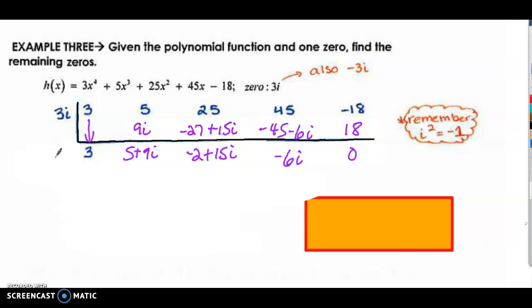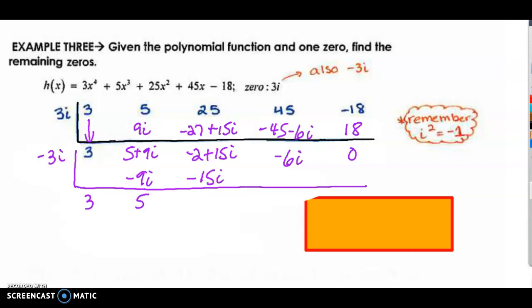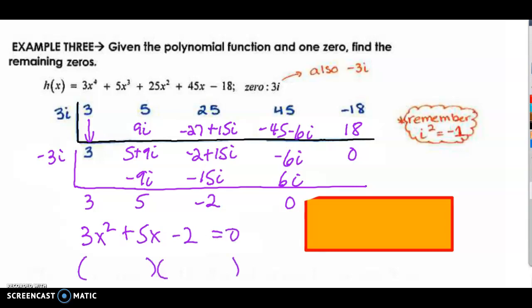So now I'm going to start here, and I'm going to divide my next 0 that I know, which is negative 3i. So I go ahead and I bring my 3 down, and I get negative 9i, and this becomes 5, and this becomes negative 15i, negative 2. Now I know I'm going fast, but you can pause it, and you'll see that it goes in evenly. What this means is 3x squared plus 5x minus 2. I really hope this factors. Wouldn't that be great? Then we wouldn't have to use the quadratic formula.